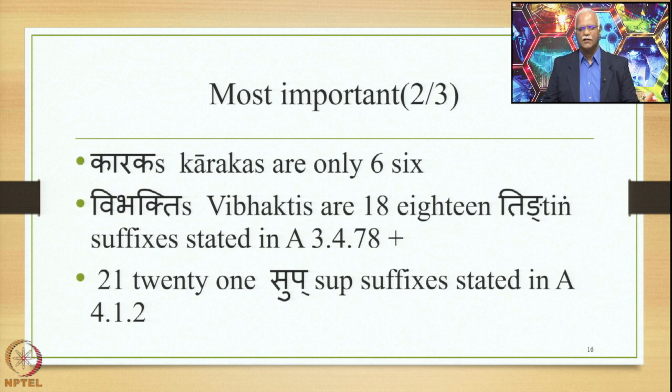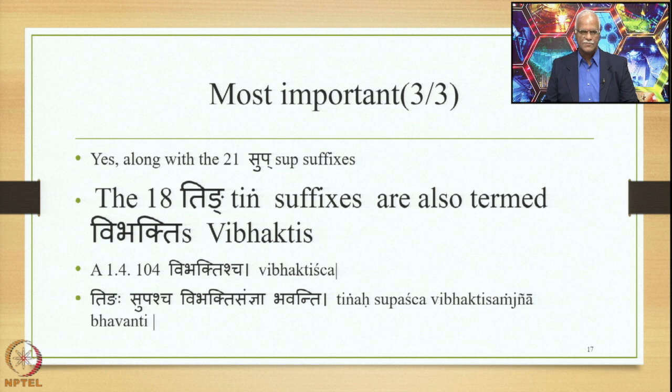These are those 21 sup suffixes. And all these, the 18 tin and the 21 sups, they are called vibhaktis. Yes, along with the 21 sup suffixes, the 18 tin suffixes are also termed vibhaktis in Paninian grammar by the sutra 1.4.104 vibhaktiś ca. This is very, very important. This is very crucial. Generally, we know only sup suffixes as vibhaktis. In Paninian grammar, however, the tin suffixes are also termed as vibhaktis by the sutra 1.4.104, which says tiṅaḥ supaś ca vibhakti-saṃjñā bhavanti.